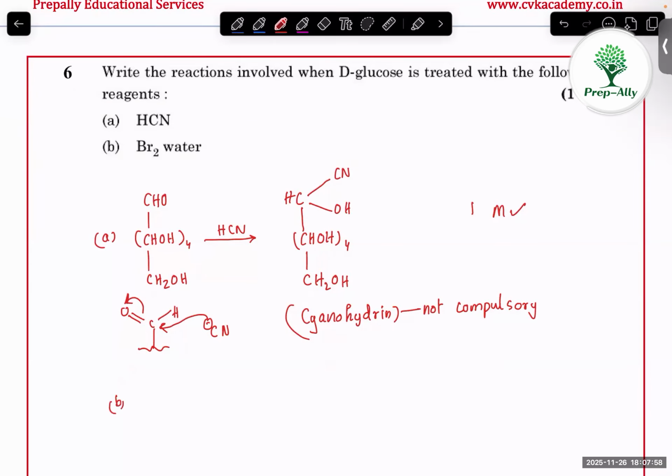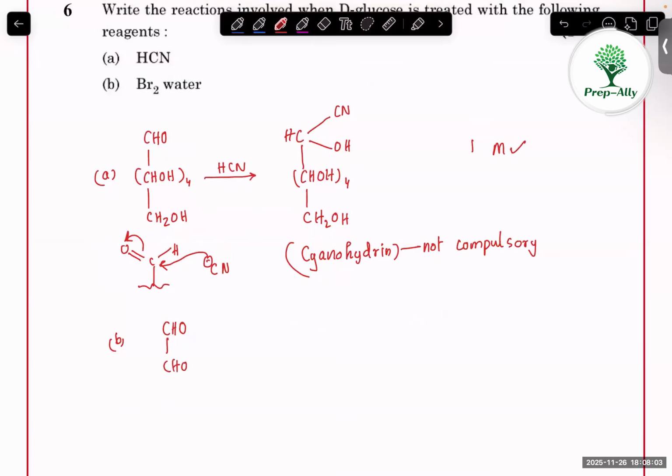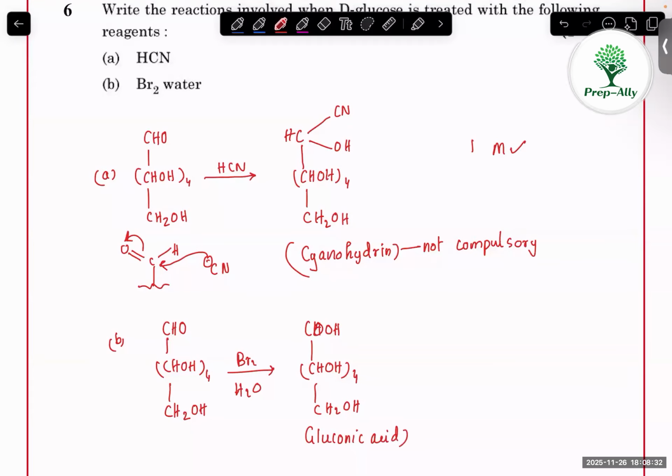Now B part also same thing, which we have seen in one of the previous questions. CHO, CHOH 4 times, CH2OH. So when you are reacting with bromine water, what will happen is CHO will change into COOH, CHOH 4 times, CH2OH. So this is called gluconic acid. So even if you don't write this name, still fine. If you write this reaction, you will be getting sure shot 1 marks.